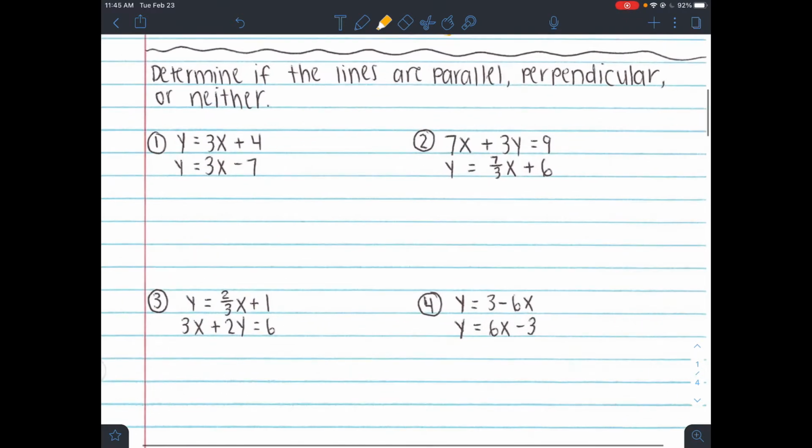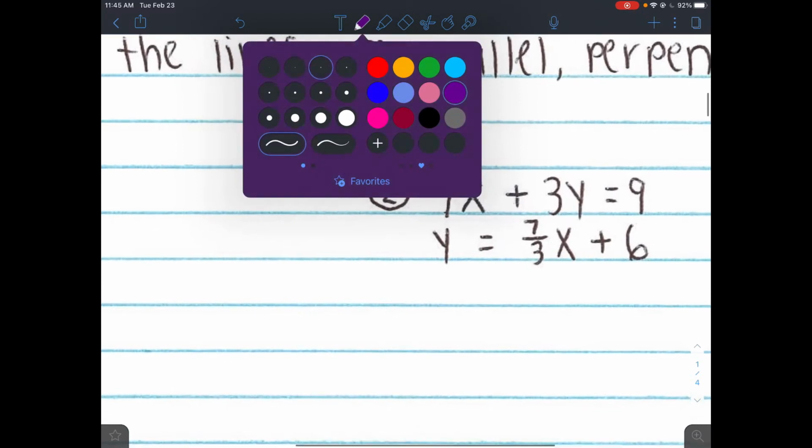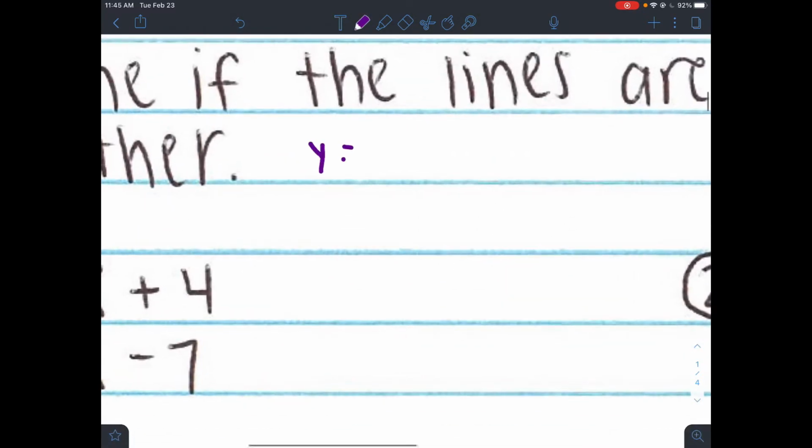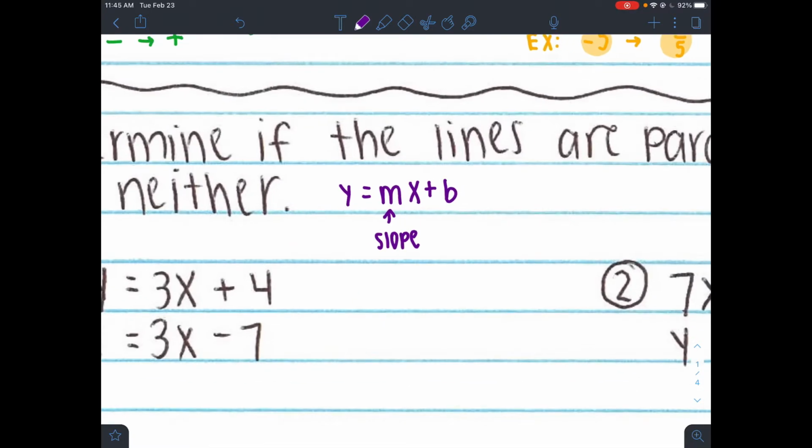All right, so down here we're going to determine if these lines are parallel, perpendicular, or neither. So we're going to start off with number 1. Now, the easiest form for you to identify the slope in is slope-intercept form. So y = mx + b. Okay? You want to look at the slope. The slope is going to tell you whether two lines are either parallel, perpendicular, or neither. You want it in slope-intercept form, which means you want y to be by itself. If y is not by itself, you do not know the slope.